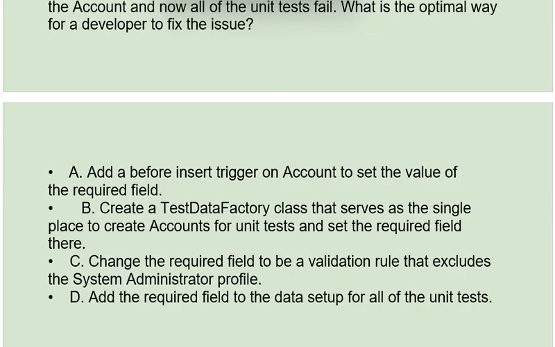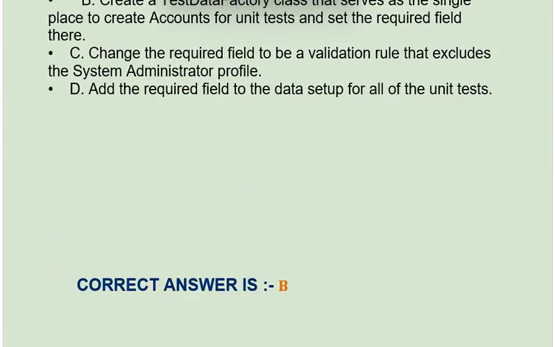Option A, add a before insert trigger on account to set the value of the required field. Option B, create a test data factory class that serves as the single place to create accounts for unit tests and set the required field there. Option C, change the required field to be a validation rule that excludes the system administrator profile. Option D, add the required field to the data setup for all of the unit tests. Correct answer is option B.